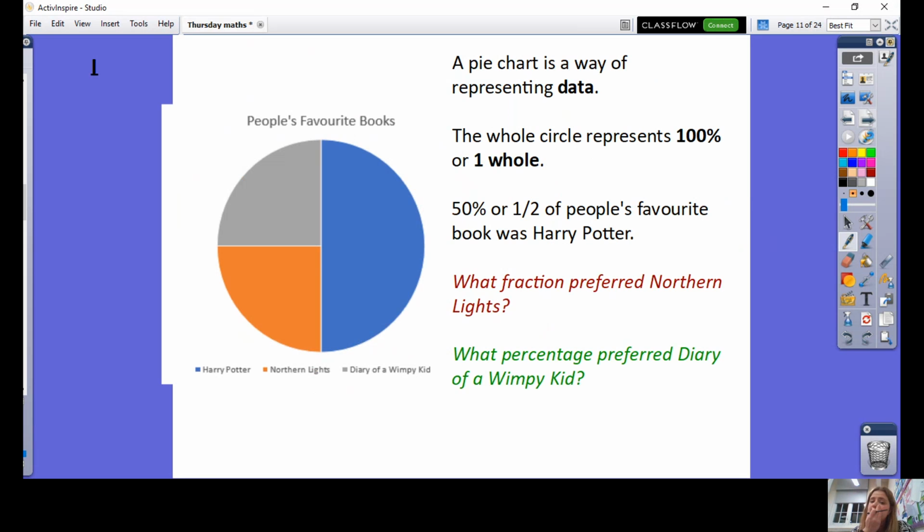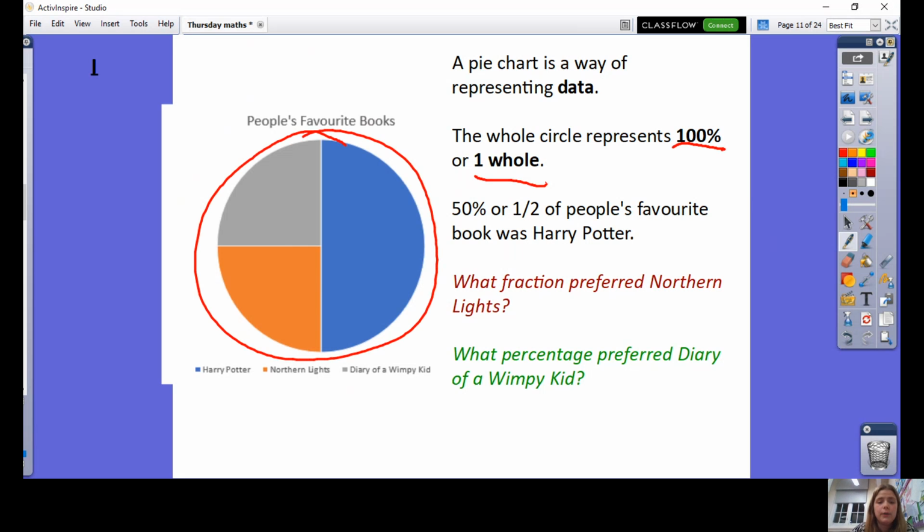Right, the first few examples I'm going to show you. This is a pie chart. You can see that it's a way of representing data. Here, I'm finding out about people's favourite books. The full circle represents 100% or one whole.